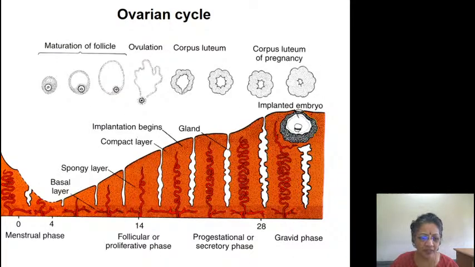So this should technically be day 1 or phase 1. From here to here would be the first phase. So physiologically this is the first phase, but clinically we say the menstrual phase from day 0 to day 4 is the first phase.